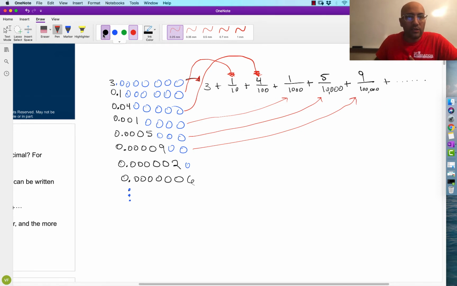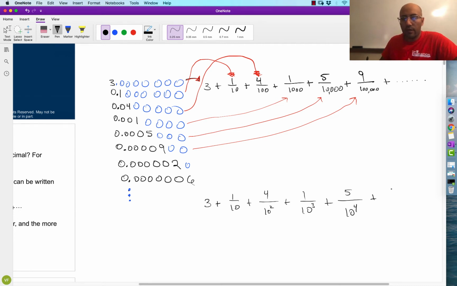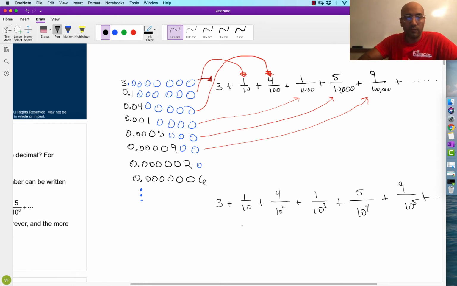So I'm just going to rewrite each one of these now as the following. It's 3 plus 1 over 10 plus 4 over 10 squared, that's 100, plus 1 over 10 to the third power, that's 1,000, plus 5 over 10 to the fourth power, that's 10,000, plus 9 over 10 to the fifth power, plus dot, dot, dot. Okay, and we keep going forever, and if we keep going forever, eventually we can represent that infinite decimal, right? So that's where this came from.